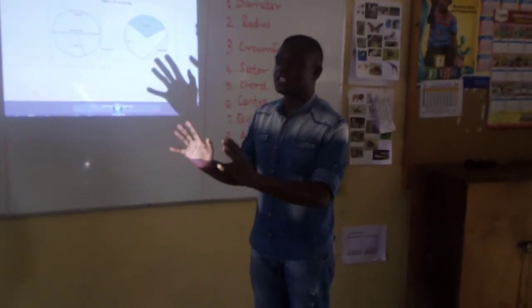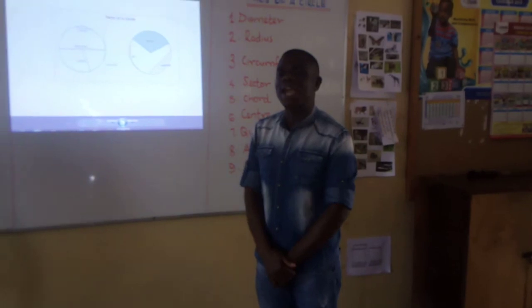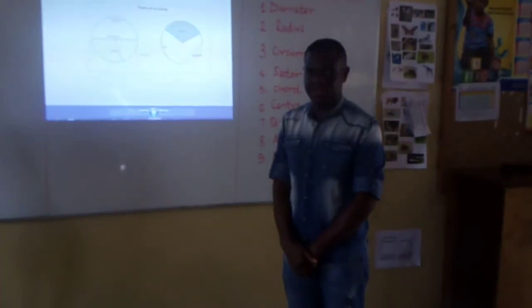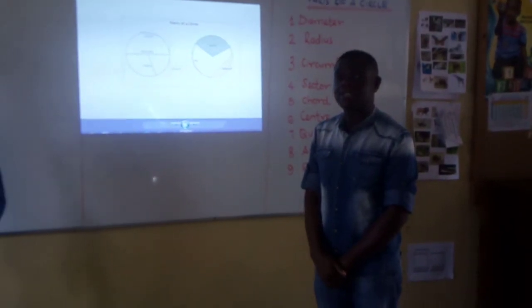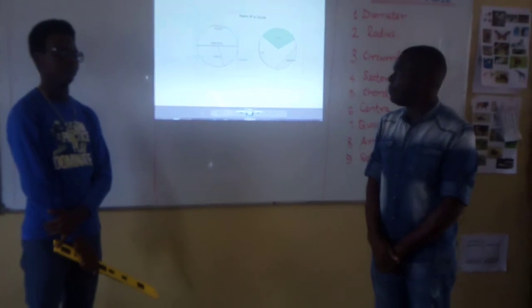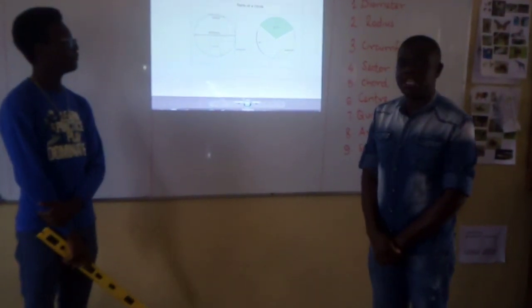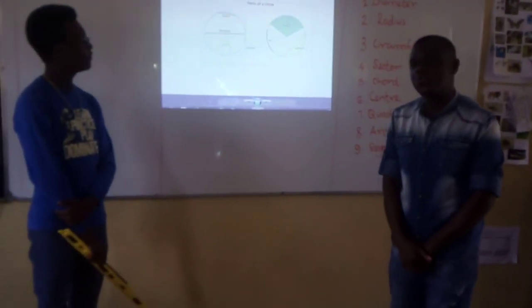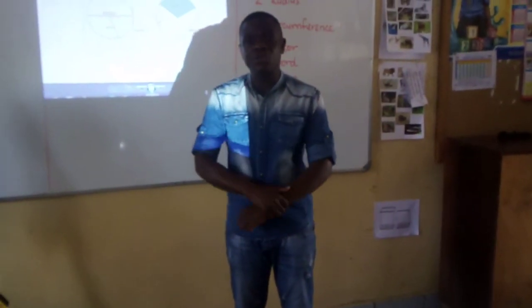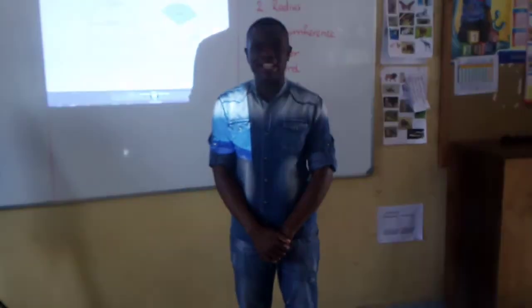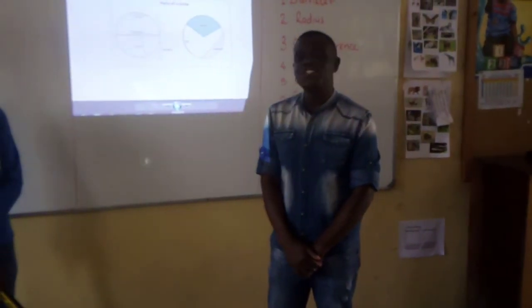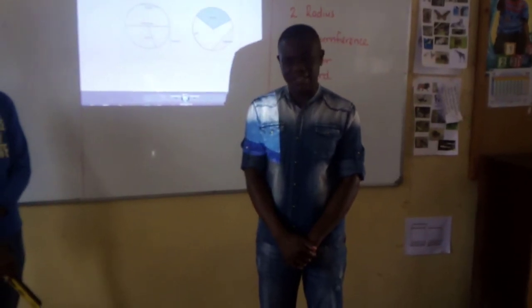If we have a smaller sector, we call it minor. If we have a bigger sector, we call it major sector. The same thing, a segment: we have a smaller segment called a minor segment and a bigger segment called a major segment. I hope you understood. Will you be able to draw a circle and mention some other parts of a circle? I hope you will do that at home.